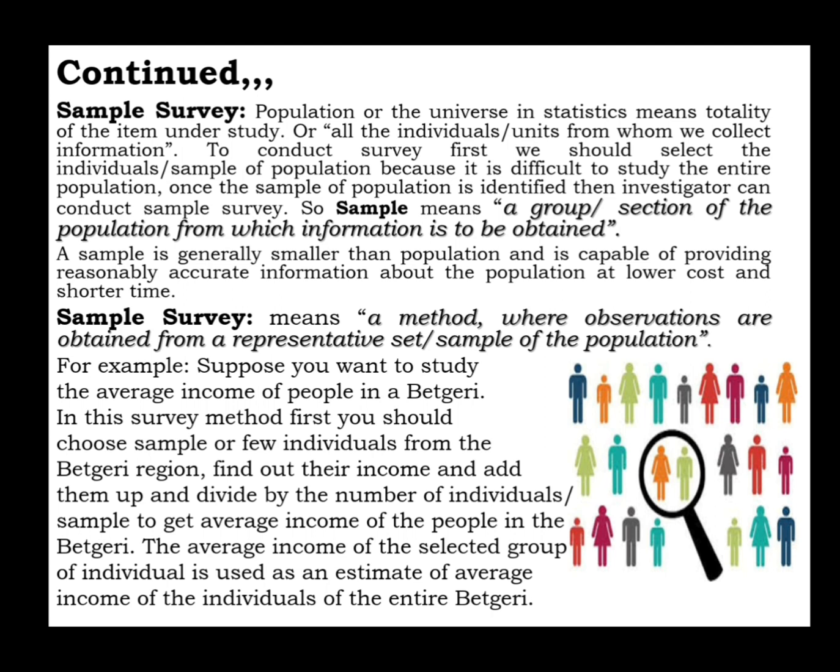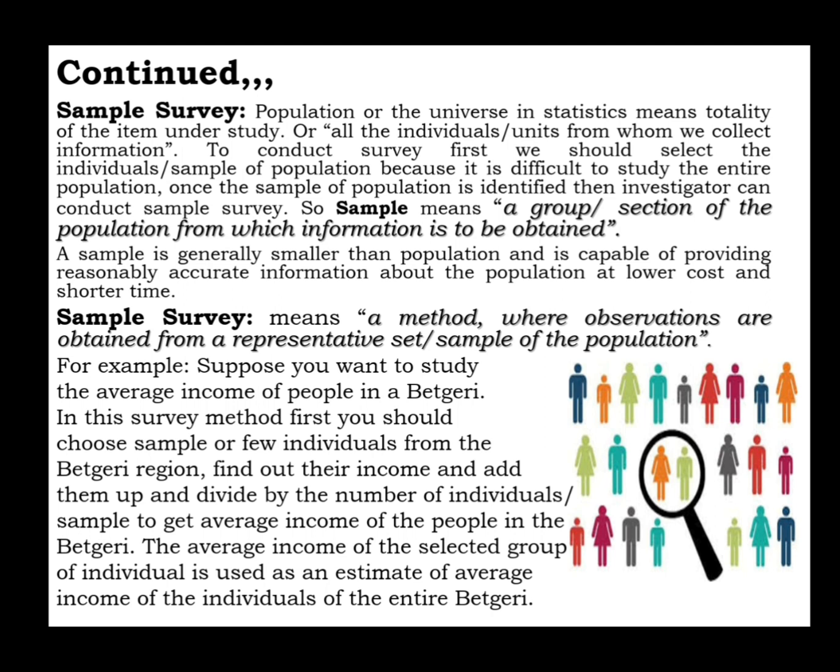For example, suppose you want to study the average income of the people in a region. In this survey method, first you should choose a sample of a few individuals from the region. Here we have to identify certain households or individuals as our sample, find out their income, add them up and divide by the number of households or individuals in the sample to get the average income of the people in the region.